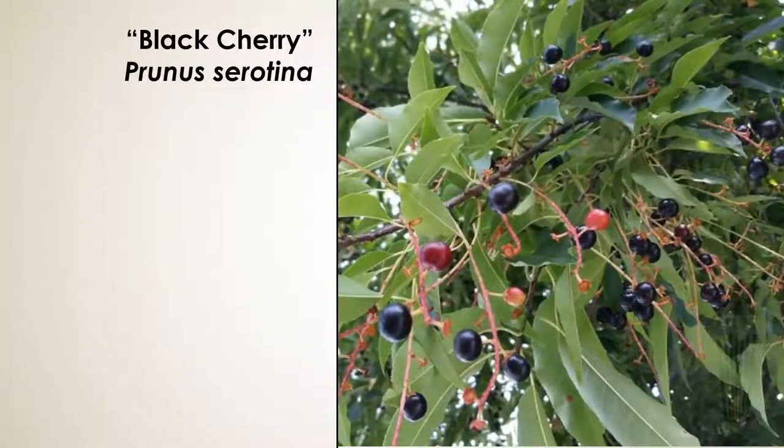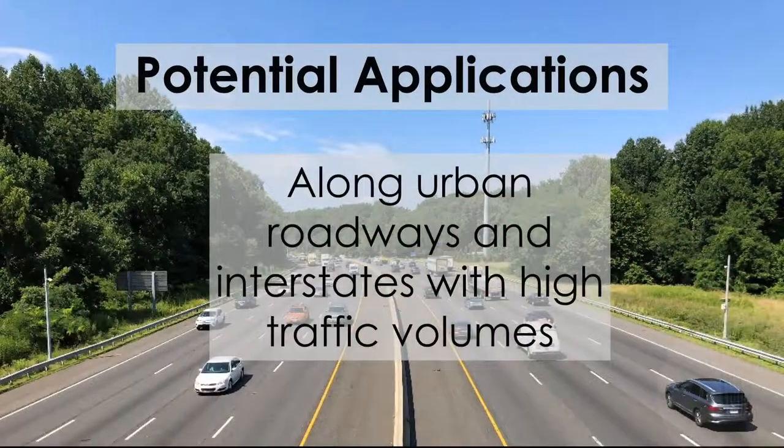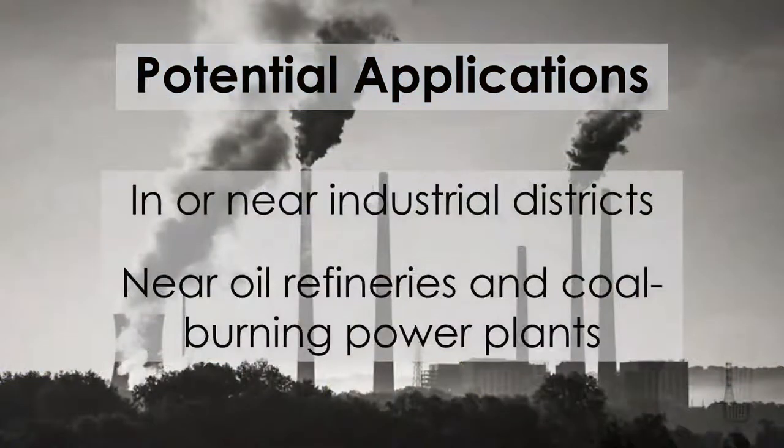black cherry. So like I said, planting along roadways or interstates that have high traffic volumes could potentially be beneficial, or in or near industrial districts, near oil refineries, coal-burning power plants. Eventually, those particulates do fall off of those leaves, or when those leaves or twigs fall, they will eventually be redeposited onto the soil underneath. So it doesn't remove it from the environment if there are, say, contaminants attached to those particulates. But it at least reduces the amount that could be airborne in an area.